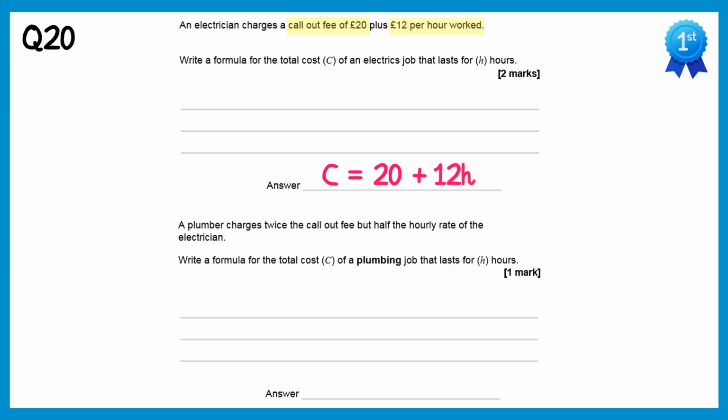For the next question, we've got a plumber, but he charges twice the call-out fee, but half the hourly rate. So we'll start with the same formula again. We can have cost equals, but we need to double the call-out fee. So rather than 20, it's now 40. And we need to half the hourly rate, so since it was 12H before, it's now 6H, since that's half.